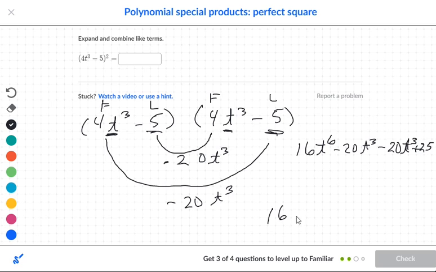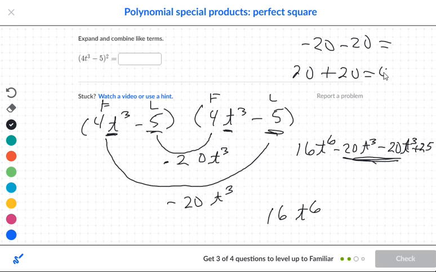So we're going to start off with the 16 t to the 6. Now we're going to bring these together. So this is a negative 20 minus 20. So it's like you went to your mom, you got $20, and got another $20, so now you have 40. But you need to pay her back $40. So you go minus 40 t to the third plus 25.